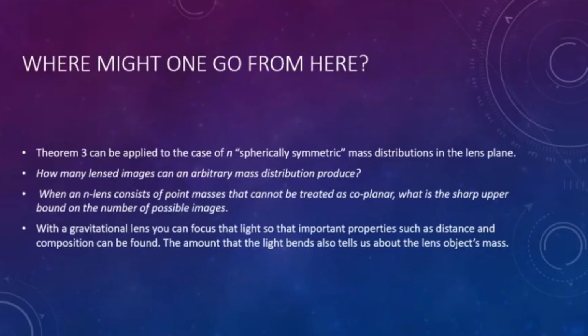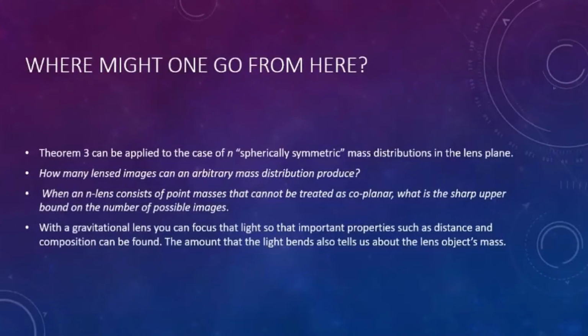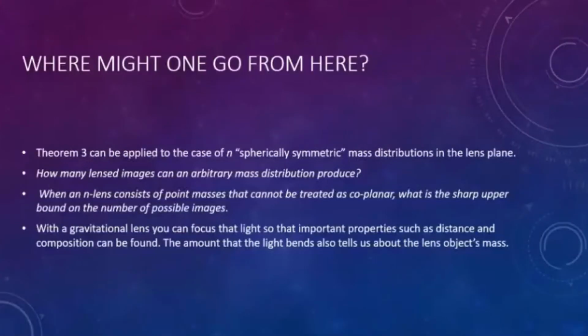In a real case, how many lensed images can an arbitrary mass distribution produce? These are some of the questions which arose from these facts. Also, when an n lens consists of point masses which cannot be treated as coplanar, what is the upper bound on the number of possible images? These questions are still being worked upon these days. This is a very interesting field in astrophysics, which is very much alive to date.